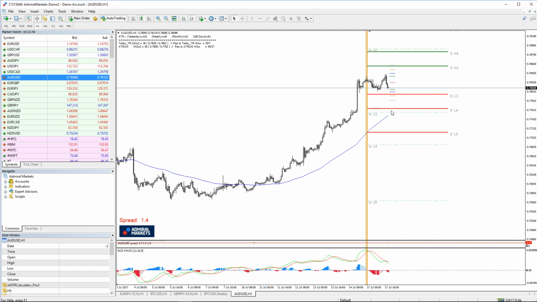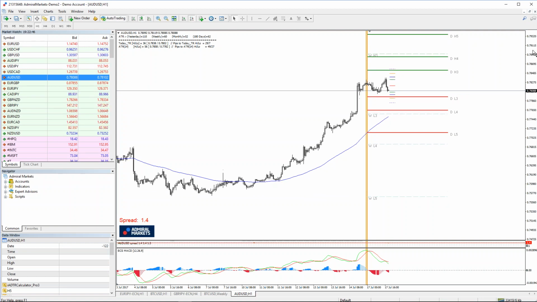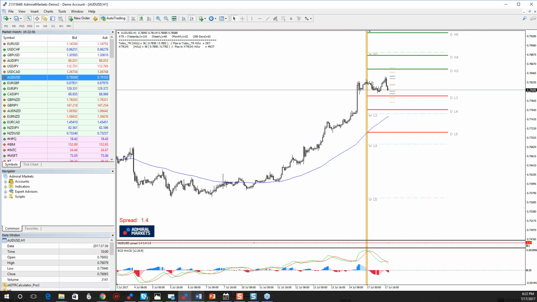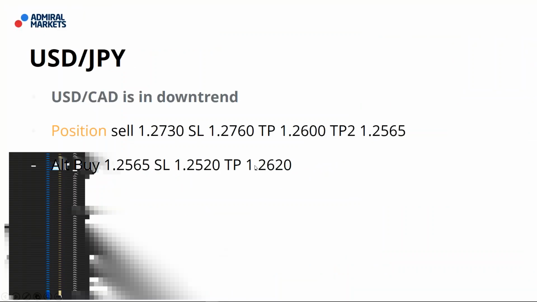So 77.60 is a possible buy zone, and 78.60 is a possible sell. But it would be best if this trade setup comes before the RBA meeting minutes, and then you can protect your trade if you are in profit. But please keep in mind that this is a risk event.